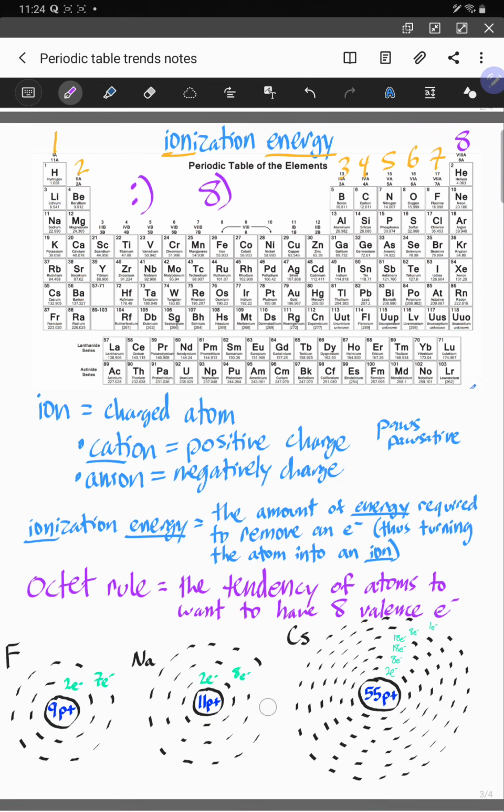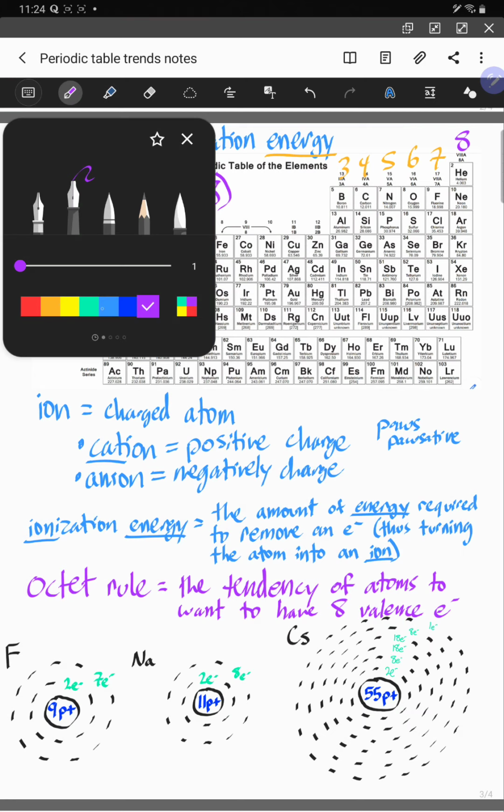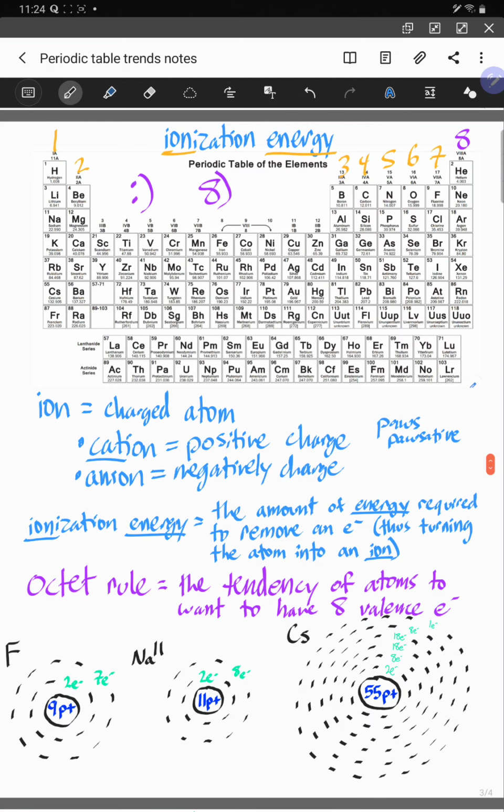Well, if it loses this one, then this electron shell right here is no longer going to be relevant. It's no longer relevant. We now have sodium with a positive 1 charge, because it lost a negative charge. Now it's left with 1 more positive charge than negative charges. And now, looky here, we've got 8 valence electrons for sodium. With 8 valence electrons, sodium is so happy.